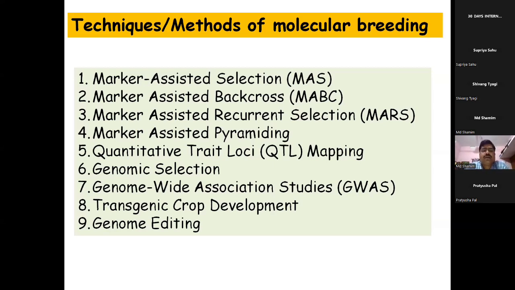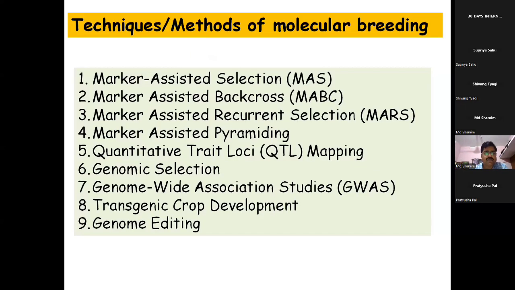Basically, in molecular breeding there are nine different methods, and presently more than nine methods are frequently used for crop improvement. The first one is marker assisted selection, the second is marker assisted backcross, the third is marker assisted recurrent selection, then marker assisted pyramiding, and quantitative trait locus (QTL) mapping, then genomic selection, then GWAS, then transgenic crop development, and the newest one is genome editing.